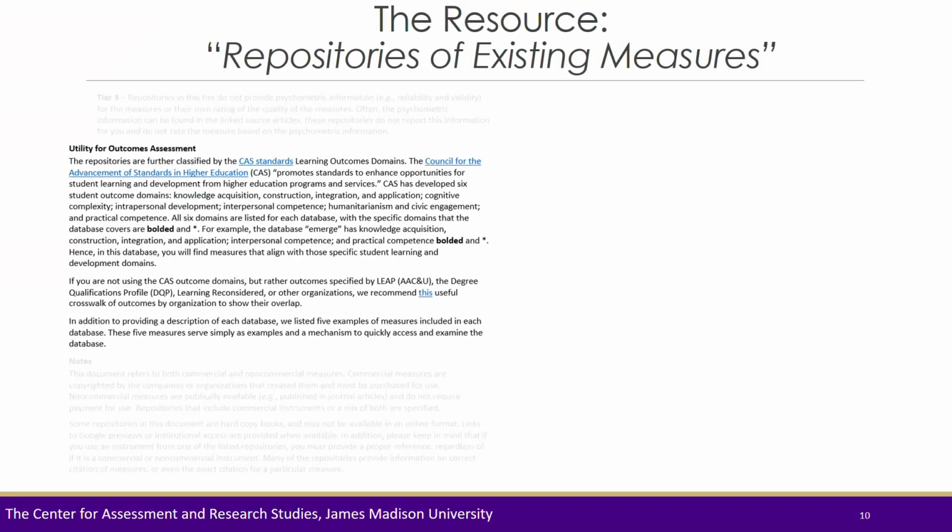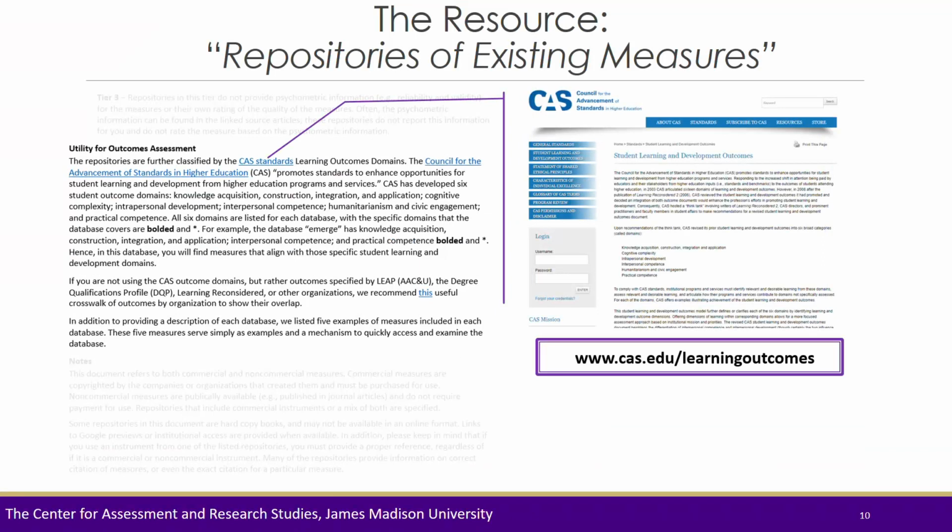To increase the utility of this resource for student learning and development outcomes assessment, we provide a mapping of the learning outcomes domains developed by the Council for the Advancement of Standards in Higher Education, or CAS. CAS offers 6 learning outcome domains: knowledge acquisition, construction, integration, and application, cognitive complexity, intrapersonal development, interpersonal competence, humanitarianism and civic engagement, and practical competence.